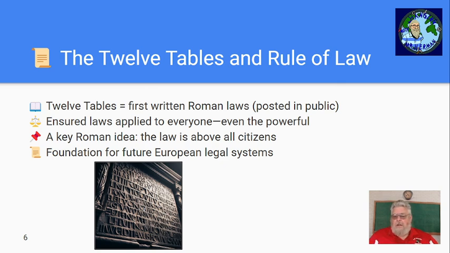One of the biggest wins for the plebeians, the 12 Tables. These were Rome's first written laws, carved onto bronze tablets and displayed in public for everyone to see. Why was this such a big deal? Because once laws are written down, no one can change them secretly. The 12 Tables made it clear: even the powerful had to follow the law. That idea, that the law is above everyone, is still a core principle in modern democracy.